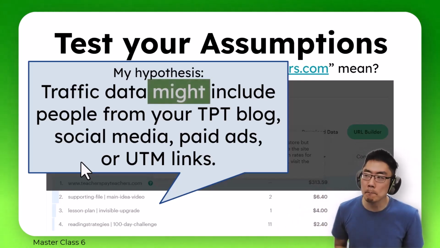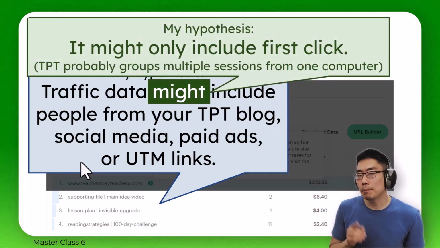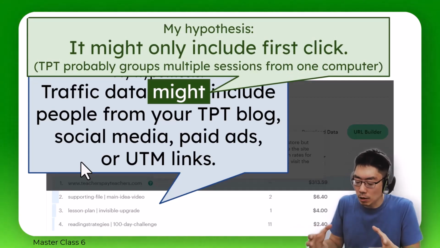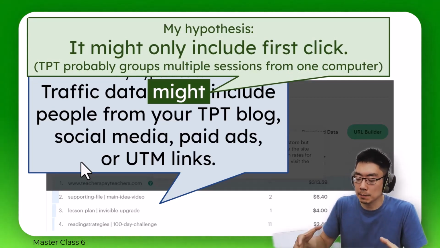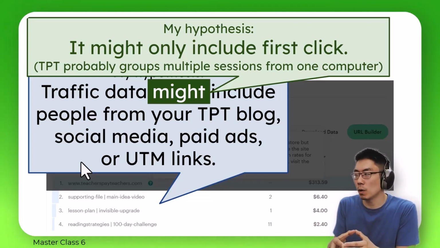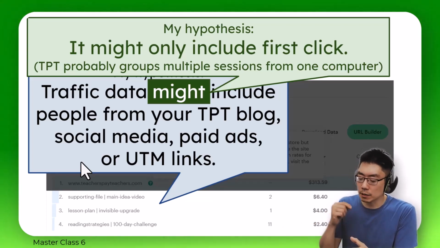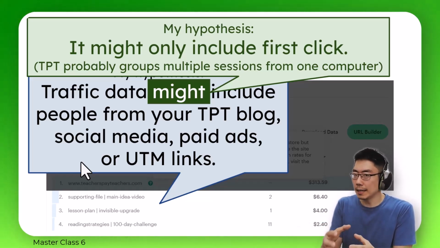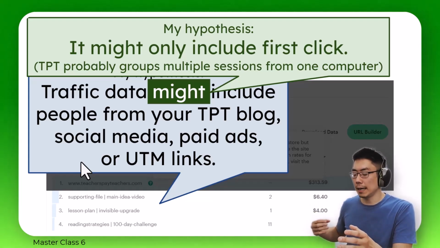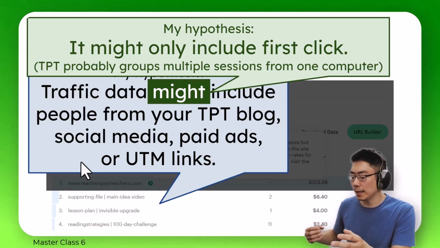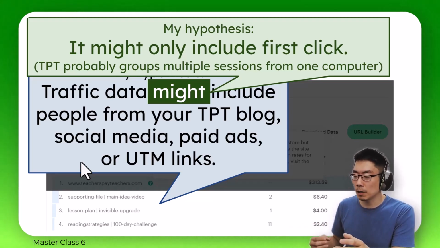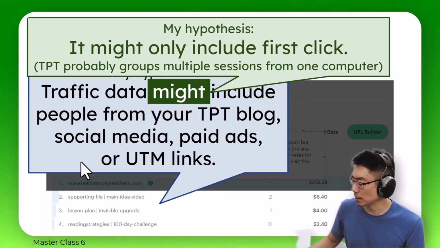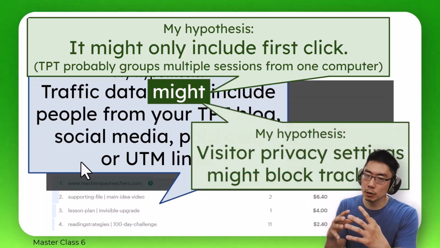And I use the word might because it probably only includes the first click. So we know that TPT, or I know that TPT from visiting multiple times, they group the sessions into a single one. And so it's probably only tracking the source from the first session. And then if you visit it from a second or third location, it's not showing up as a separate entity. And in the past, I've seen this where I bought something, and even though it should have been attributed to its own UTM code, it got lumped in with the teacherspayteachers.com. And there's an episode about that somewhere else in the channel. So it probably only includes the first click.